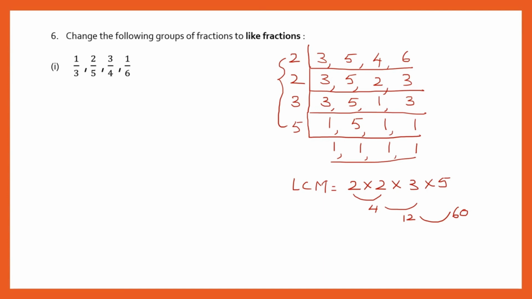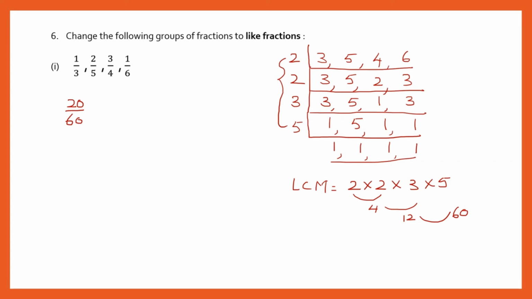So the first fraction, 1 by 3, my denominator now is 60. Okay, so 3 into what will give me 60? 3 twos are 6, isn't it? So 3 into 20 is 60. That means I'm going to multiply 1 also by 20. I have multiplied 3 by 20. That means I need to multiply the numerator also by 20. 1 20s are 20. So I've got my first fraction 20 by 60.